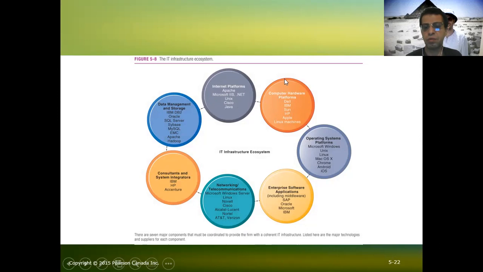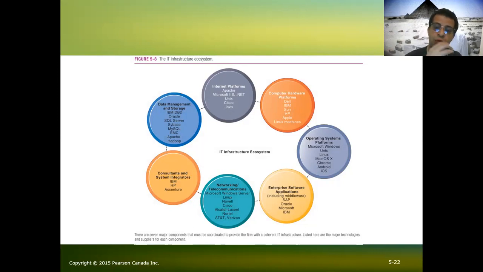And then you have the computing hardware platform, which is Dell, IBM again, Sun, HP, Apple, Linux. These are the computer hardware platforms. And then you have what you call the operating systems platform, which is Microsoft Windows, Linux, Unix, Mac OS, Chrome, Android, and iOS.